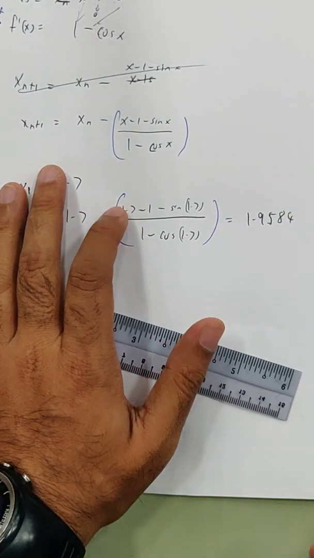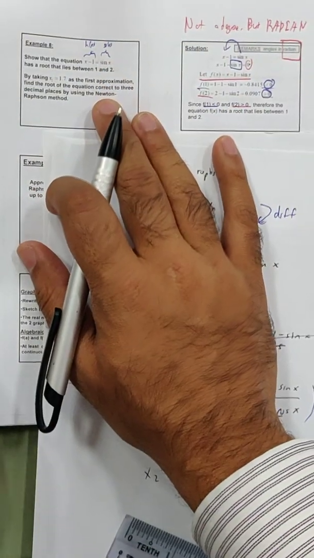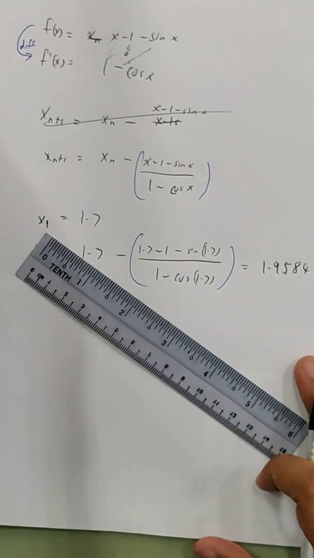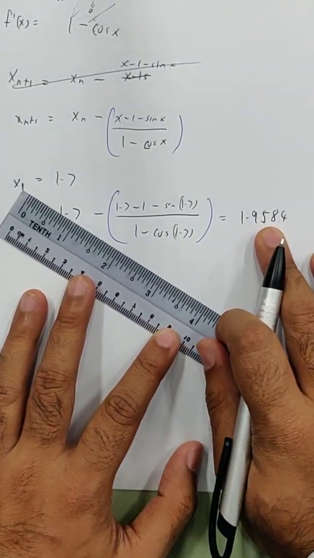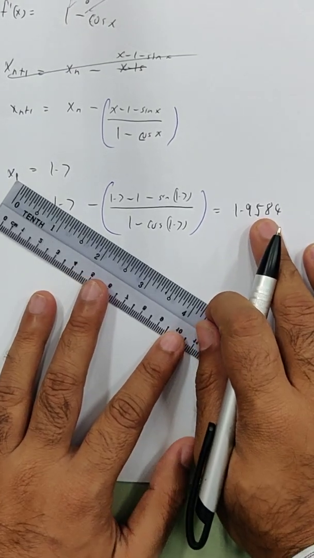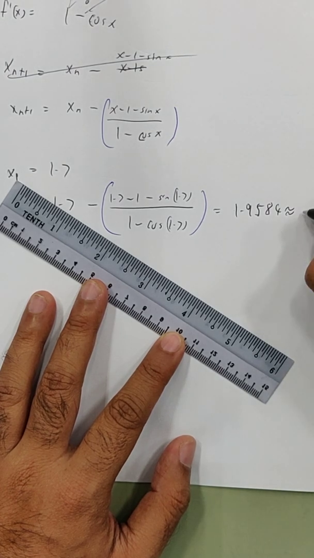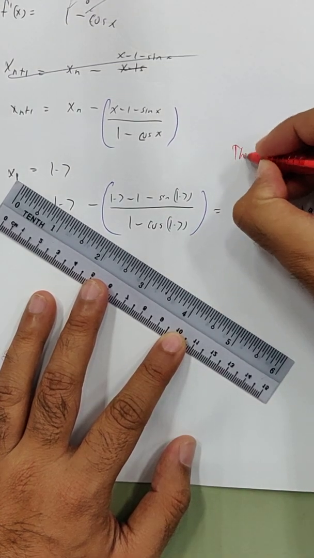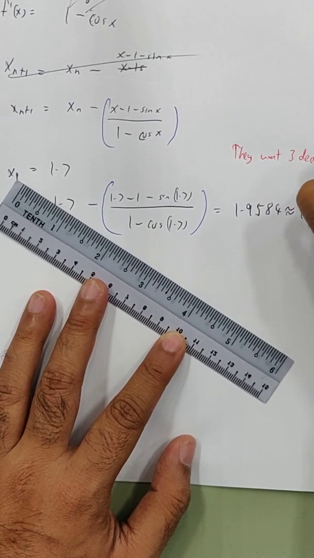1.9584. They want how much? They want this time to 3 decimal places. If they ask you for 3, how much must you write here? You write 4 and then you round it up to 3. 1.958. They want 3 decimals.